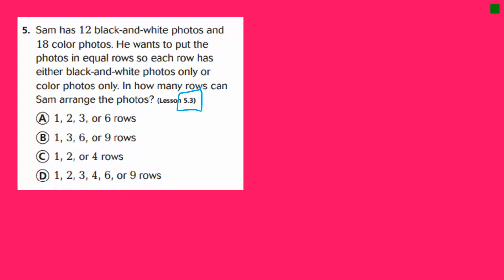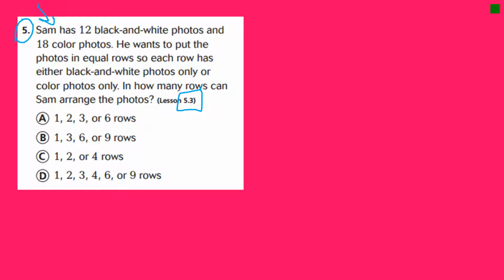Chapter 5, Lesson 3. Okay, we're going to read first, then we reread. All right, let's see here. Sam has 12 black and white photos and 18 color photos. He wants to put the photos in equal rows, so each row has either black and white photos only or color photos only. In how many rows can Sam arrange the photos?